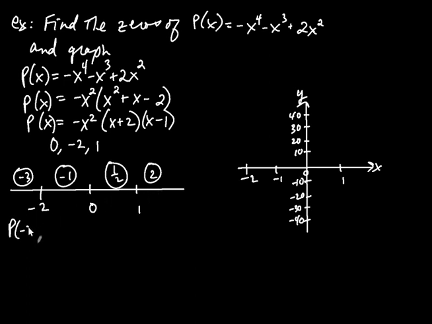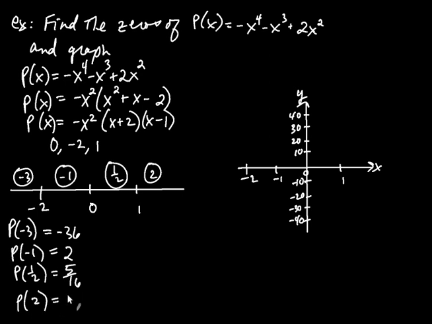You evaluate the polynomial at those values. So p of negative 3, when you plug that in, you're going to get negative 36. P of negative 1, when you plug that in, you're going to get positive 2. When you plug in 1/2, you are going to get 5/16. And when you plug in finally the last test point of 2, you're going to get negative 16. So p of negative 3 is negative, so the graph is negative there. P of negative 1 is positive. P of 1/2 is positive as well. And p of 2 is negative.